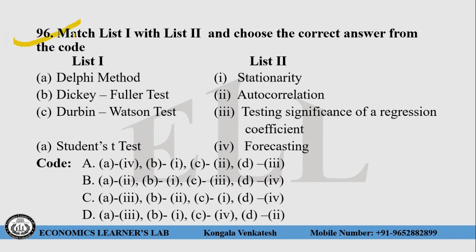Question number 96. Match list 1 with list 2 and choose the correct answer from the code. List 1. The DLF method is related to forecasting. The Dickey-Fuller test is related to stationarity. The Durbin-Watson test is related to autocorrelation. Student's t-test is related to testing the significance of a regression coefficient. So here the right answer for this question is choice number A.